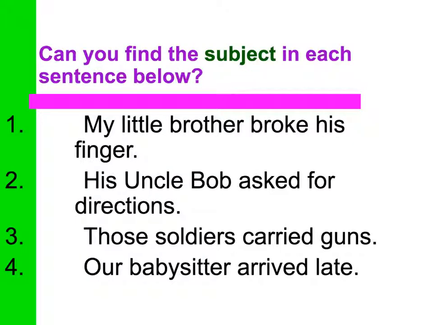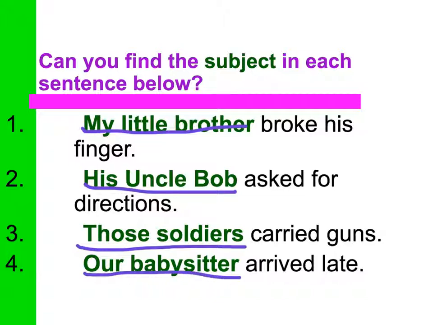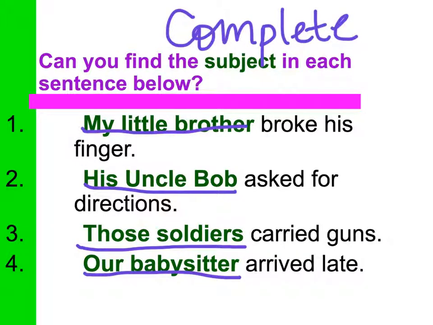Can you find the subject in each sentence below? Take a few minutes and write down the subject for each of these sentences. Let's take a look at the answers. My little brother broke his finger. His Uncle Bob asked for directions. Those soldiers carried guns. Our babysitter arrived late. Okay? This is what we call the complete subject. So it is everything that is in the subject of the sentence.